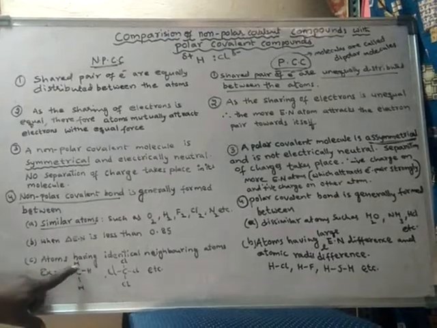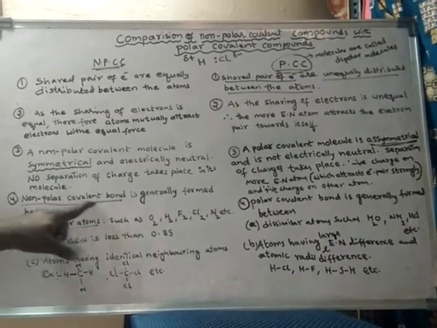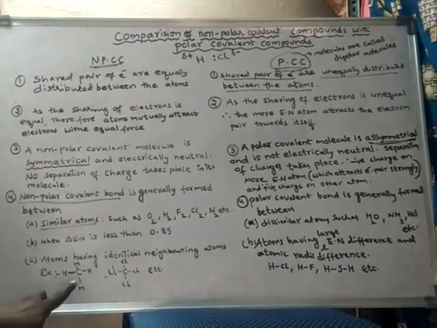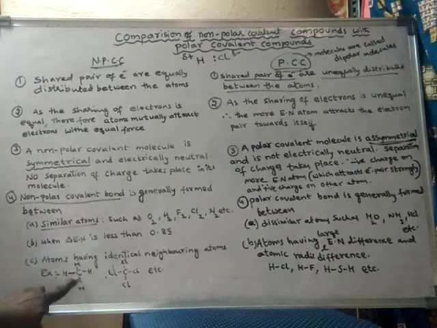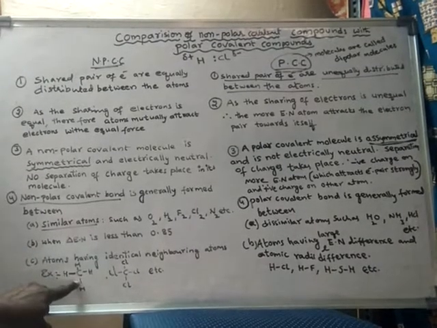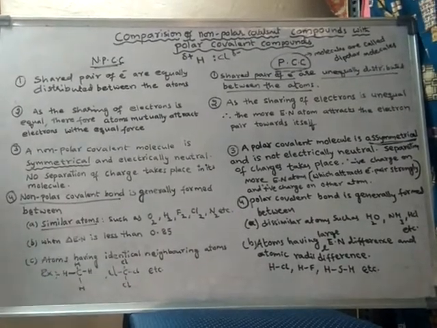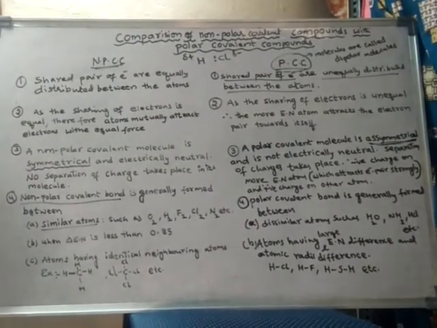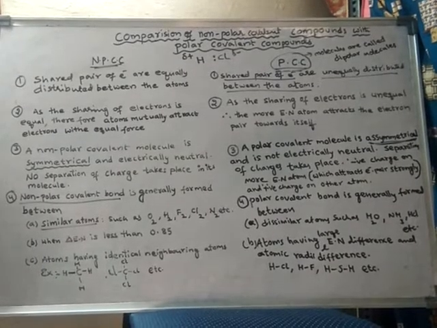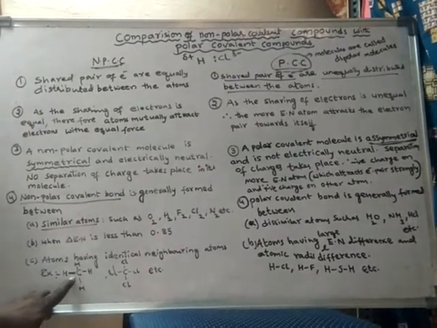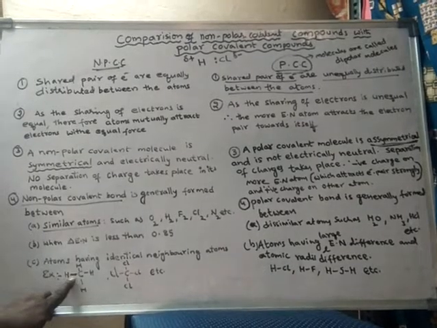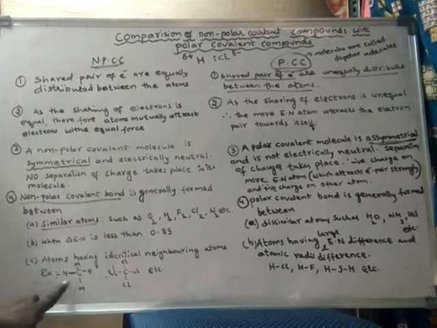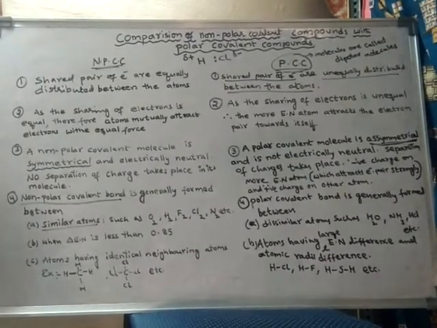All these bonds are non-polar covalent bonds. Why are these called non-polar covalent bonds? So this carbon has 4 non-polar covalent bonds, bonded with 4 different hydrogen atoms. So 4 different hydrogen atoms are bonded to the carbon atom by 4 non-polar covalent bonds. That means between carbon and hydrogen there is only one non-polar covalent bond.